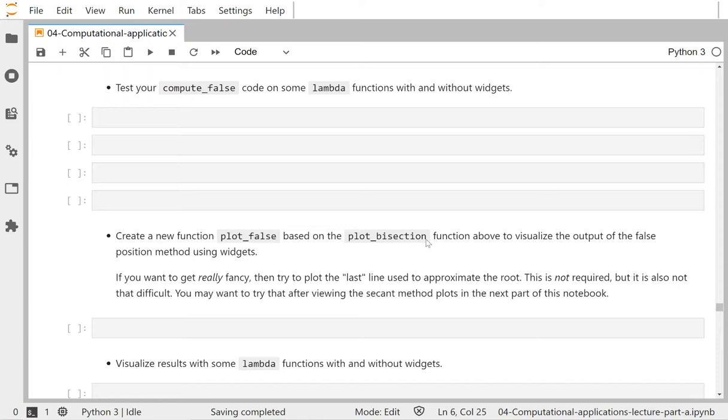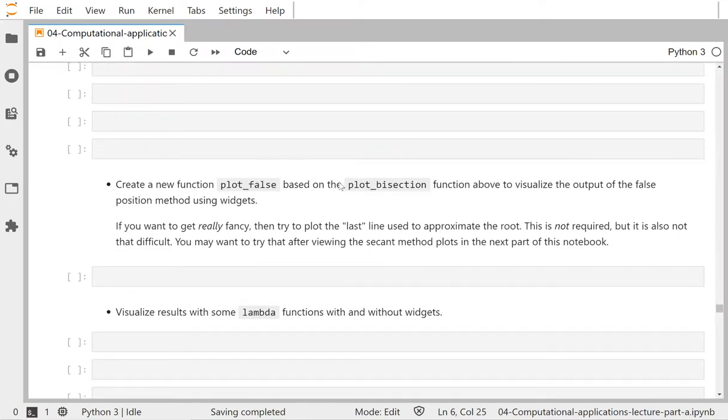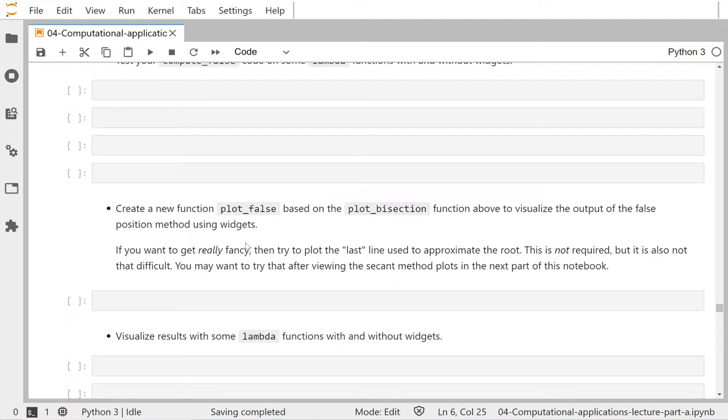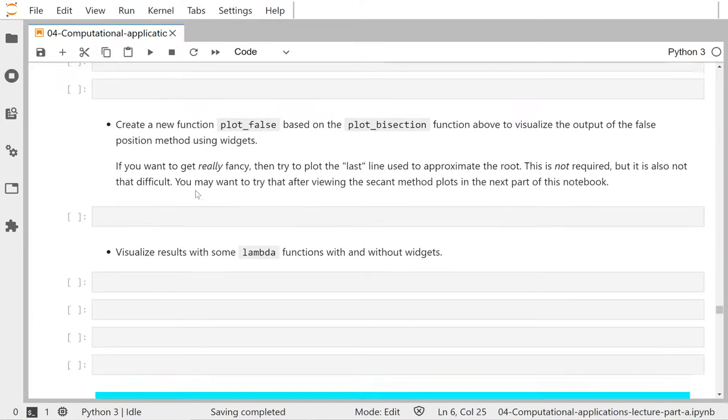Plot_false, based on the plot bisection function. Again, you can just take the plot bisection function, copy and paste it, or even take your improved one, and then you can play around with it. You can basically just edit a few lines of code, and that's all there is to it. There's not much to edit, actually. You just edit the right few lines of code, and you'll get the nice plotting with your false position method.